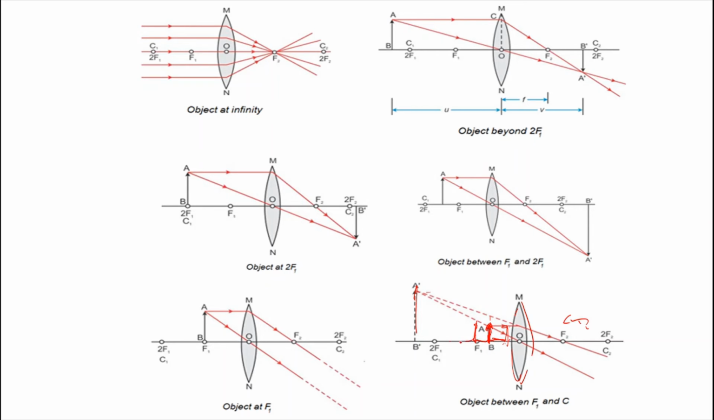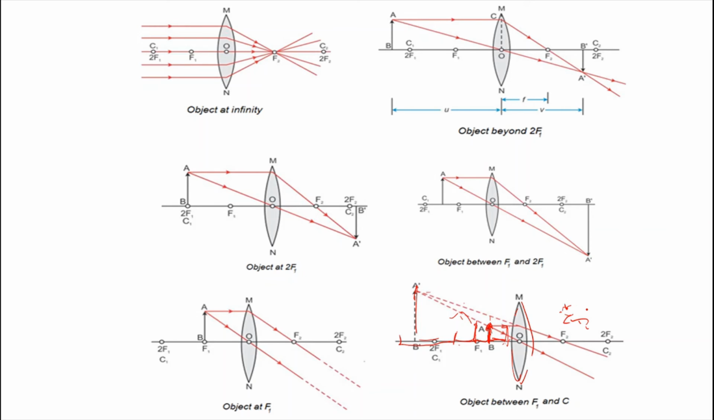Now once you move it further away from the focal length, you'll see that the image is inverted. From here you are observing that the image is getting inverted. And when you take it further away, it will continue to remain inverted.